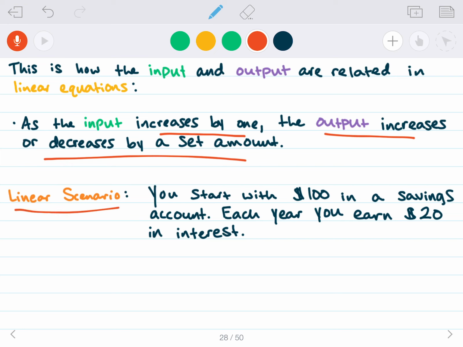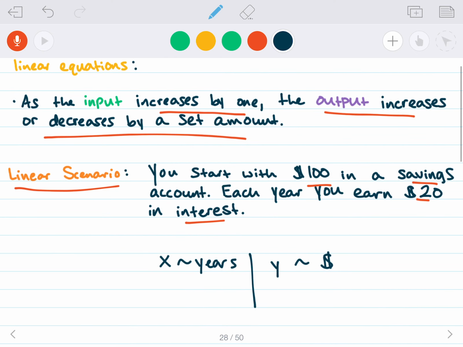So consider this other linear scenario. Let's say that you start out with $100 in a savings account, and each year you earn $20 in interest. So again, just to see this, we could make a little table where x could be the years, and y could be the amount of money in your account. So at year 0, before you start collecting interest, you're going to have $100. You start out with $100.